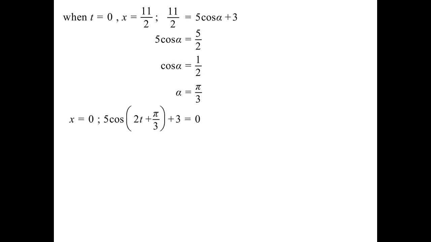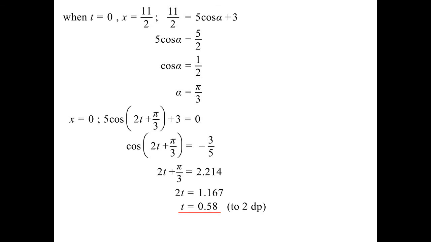So when t equals 0, x is 11 on 2. So 11 on 2 is 5 cos alpha plus 3. Alpha is pi on 3, solving that. When x equals 0, again, another trig equation. So the first bit was to work out what alpha is, because we didn't have that piece of information in our problem yet. We had the other stuff, but we still needed to find alpha. So I subbed in that data to get alpha. Now we can work out when it's at the origin. And there it is, t equals 0.58.